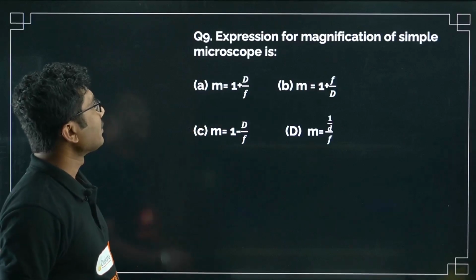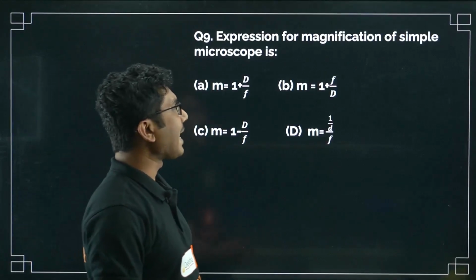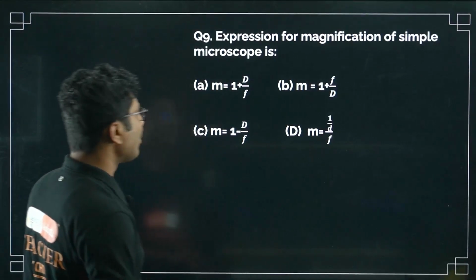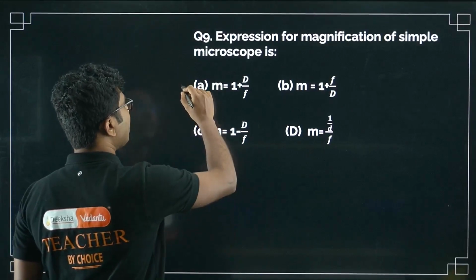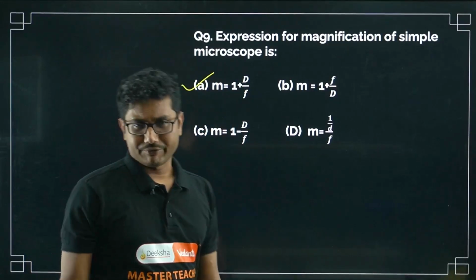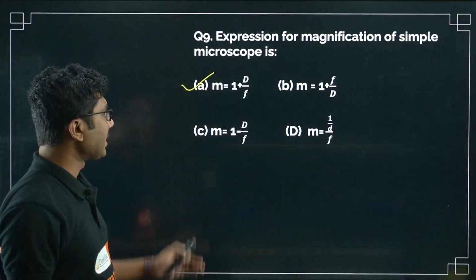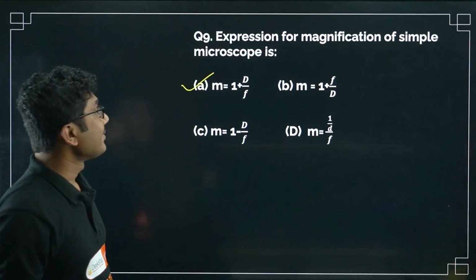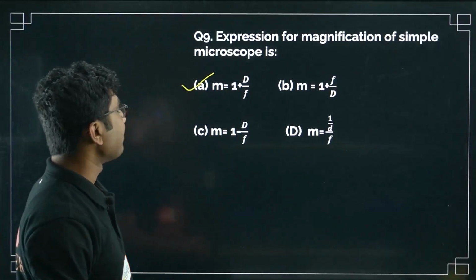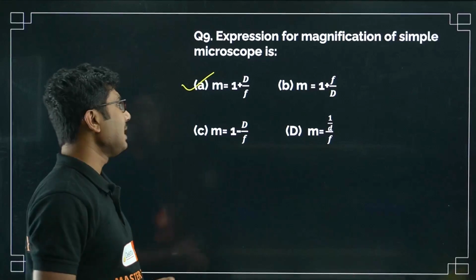Now let's move on to the next question. Expression for magnification of simple microscope. Simple question, m is equal to 1 plus D by f. So this is a question that you have to remember. You have to answer this question. So expression for magnification of simple microscope is 1 plus D by f.